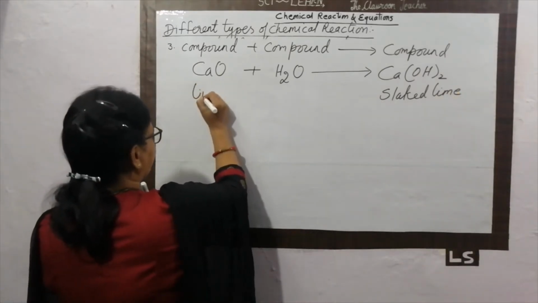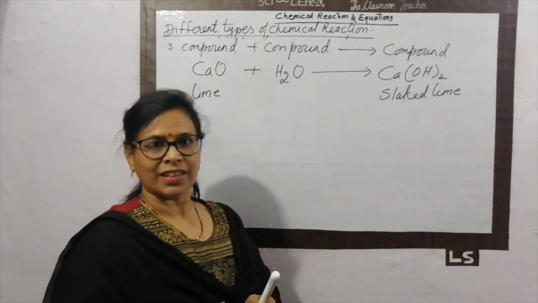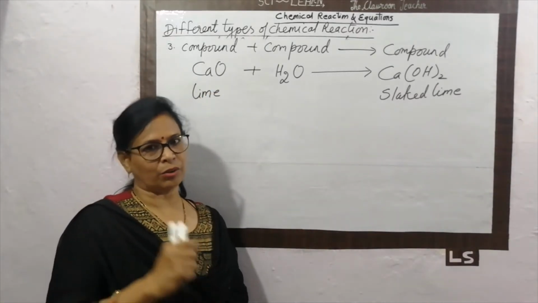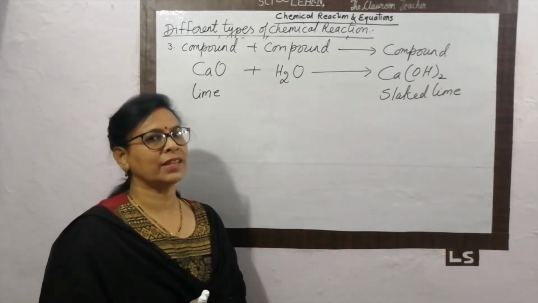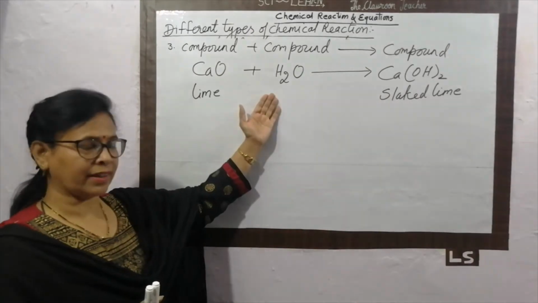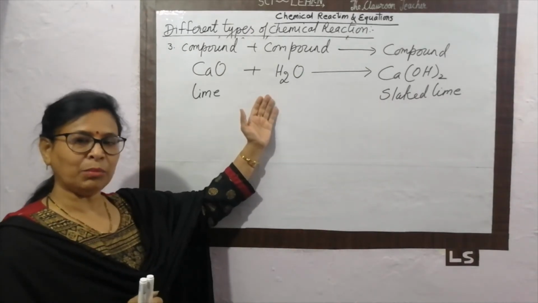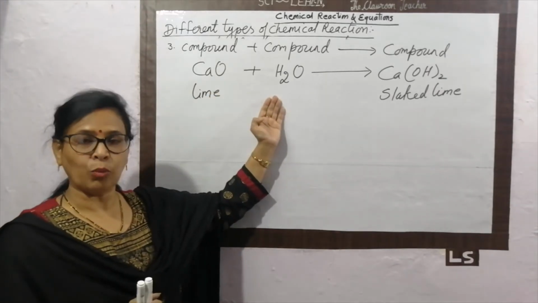This is lime. Now festivals are so close to you. The first thing is cleaning the house. During the festival you are going to clean the house, and whitewashing is a very common process. What do you have to do? Take the lime, chuna, and add water to it. You are unable to mix this water and lime with your naked, open hand.